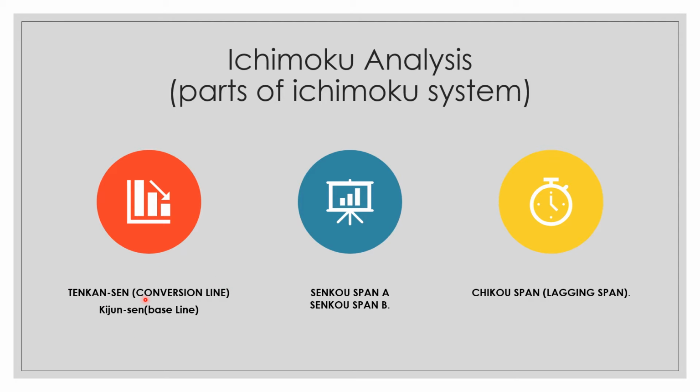The first one is the conversion line and baseline, known as Tenkan-Sen and Kijun-Sen. The second part is Senkou span A and Senkou span B, and the third part is the lagging span, known as Chikou span. We will cover all of it in detail. Don't worry at all, this is a very easy and very useful indicator.